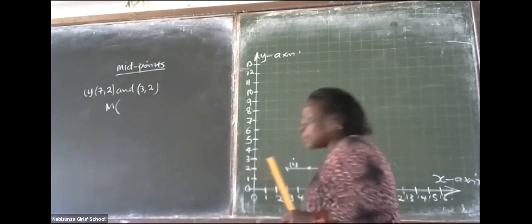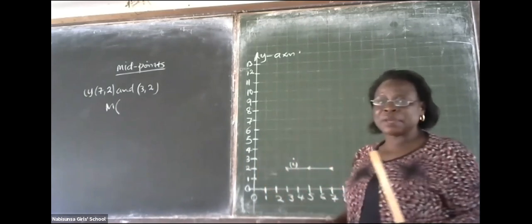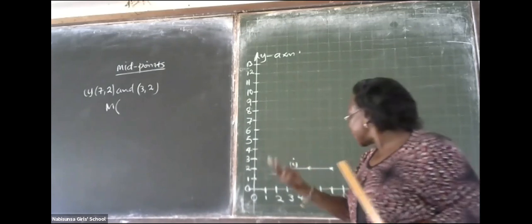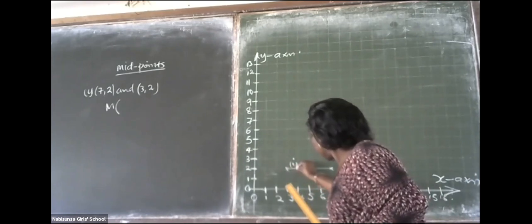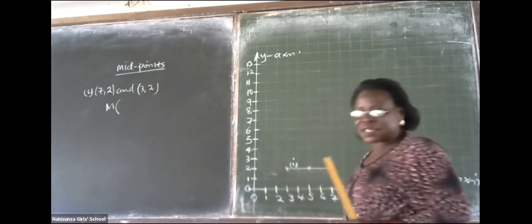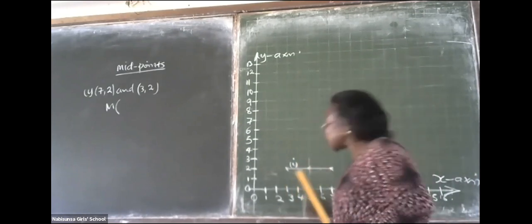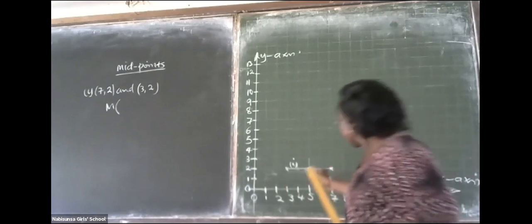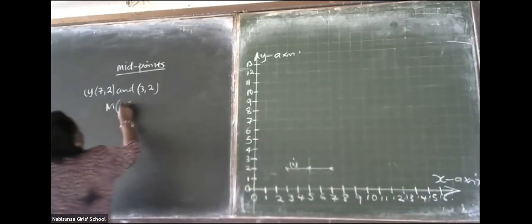We are locating the midpoint. The midpoint is the point that divides our line segment into 2 equal parts. So from the starting point, we have 1, 2, 3, 4 steps. Now, if we are finding the midpoint, we take half of the steps, that will be 2 steps. And the point is here. The coordinates are 5, 2.